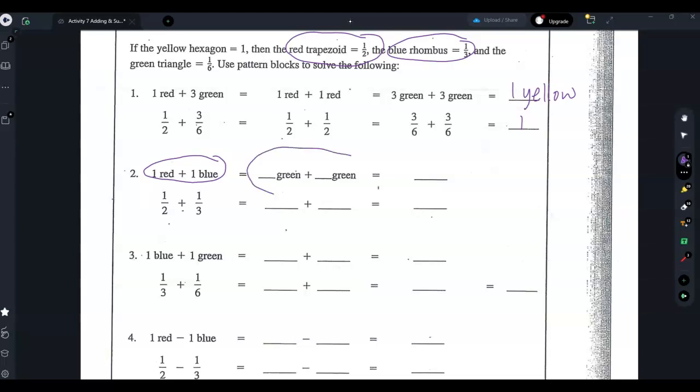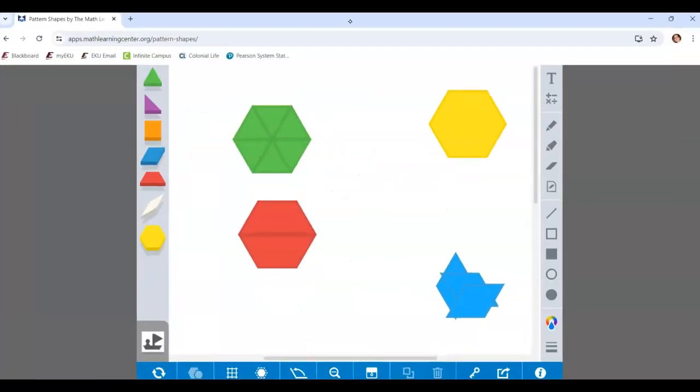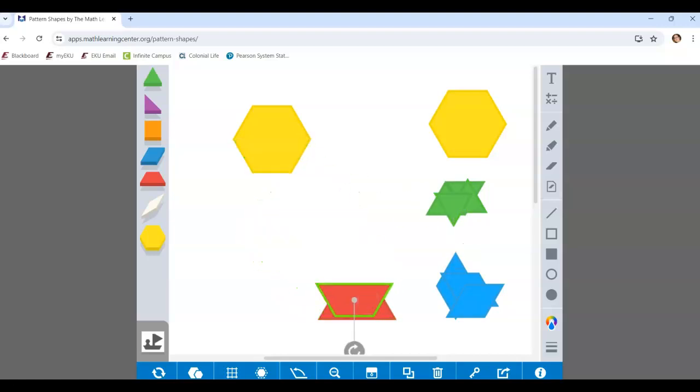In this case, they're suggesting that I use the green, and we know from previously working with pattern blocks that if all else fails, you can break it down into the green, right? So we're starting with 1 red plus 1 blue. So let me get back to my whole here. So 1 red plus 1 blue. They aren't the same, so I can't add them. So what I would do is I would exchange them. I would replace them with greens.